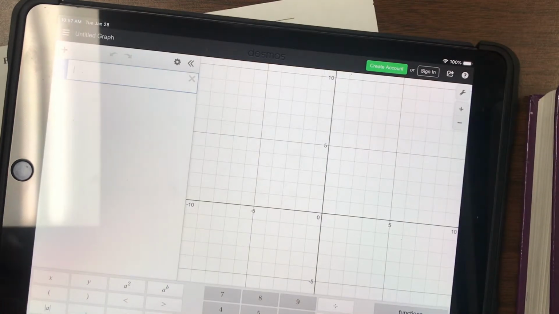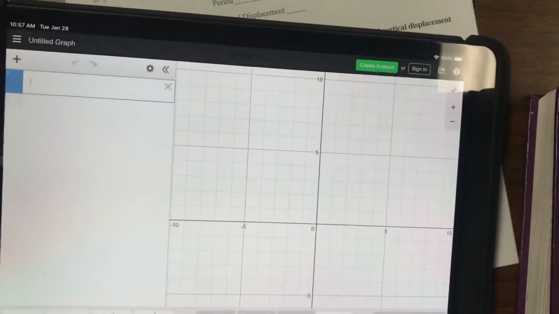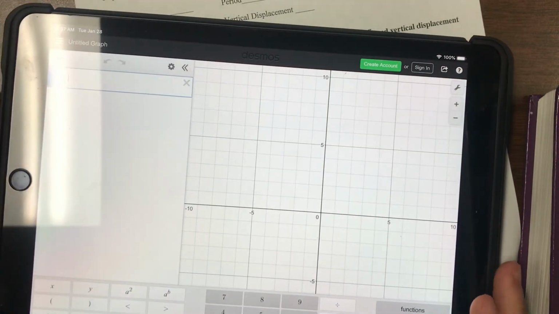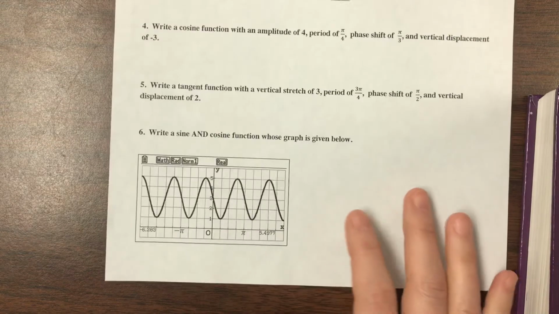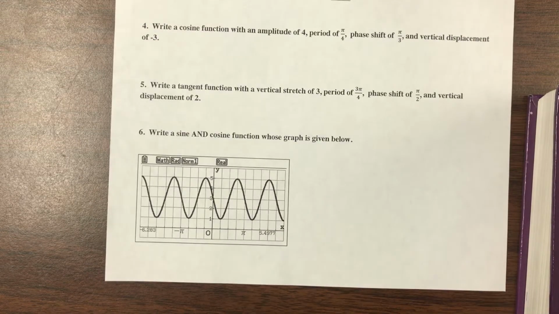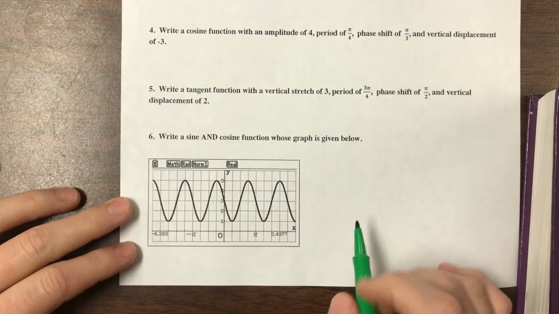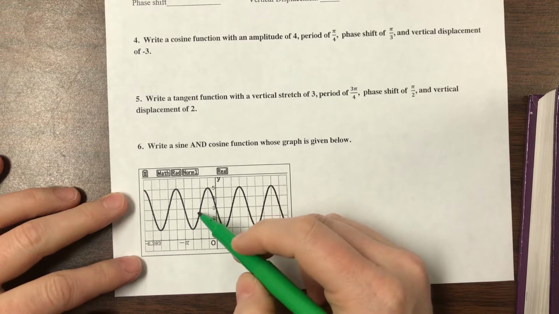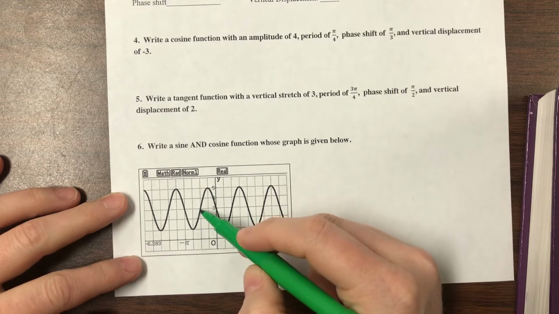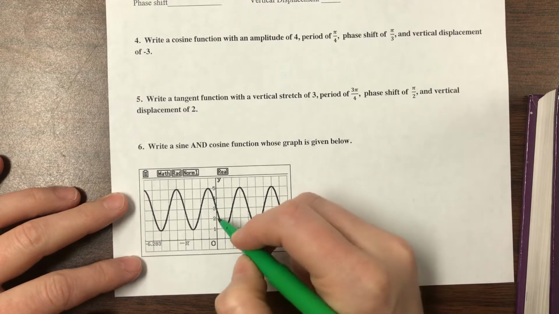But I want to work through this problem from the review sheet and then show you how Desmos can help you make sure you're graphing correctly. So as we begin, what I would suggest on this one, I'm telling you to write it as a sine and as a cosine function. So I would trace out a sine function starting here and have it in one color so you can see.